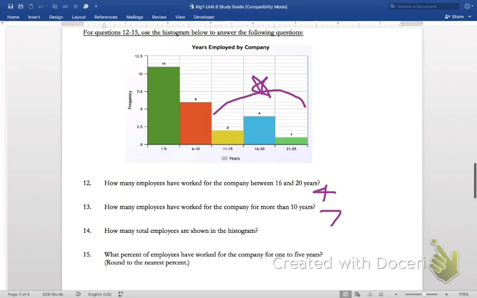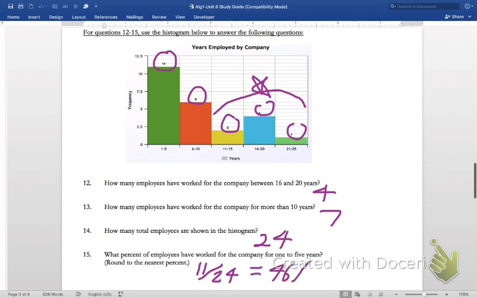How many total employees are shown? Well, that's adding up every bar, and we find out that every bar adds up to 24, representing 24 people. And finally, what percent of employees work for the company 1 to 5 years? Well, there are 11 out of the 24. So if we divide that out and change that to percent, it turns out to be 46%.